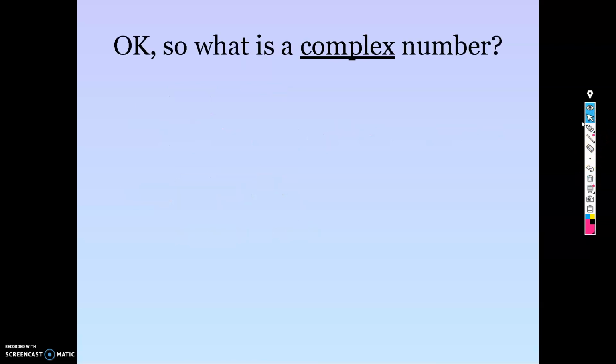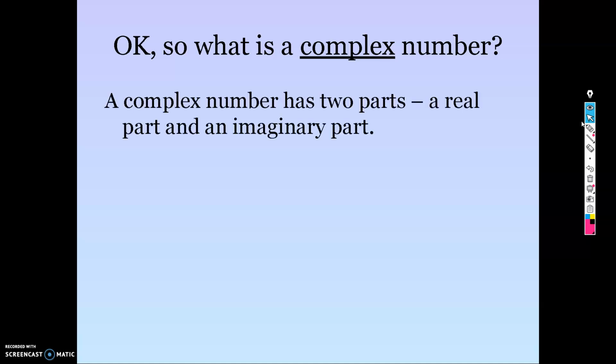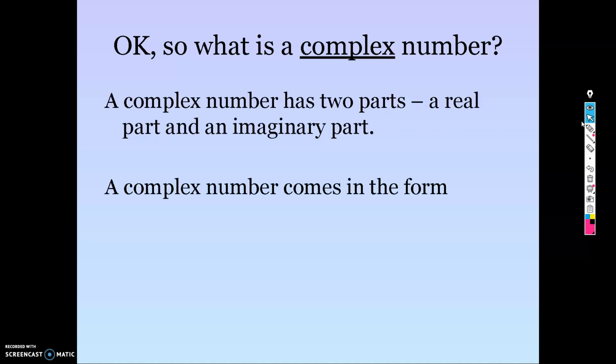So what is a complex number? We just saw two imaginary numbers, but what is a complex number? A complex number has two parts, a real part and an imaginary part. A complex number comes in the form a plus bi, where a is what we call the real part, and think all real numbers: 0, 1, 2, 3, 4, 5, 6, square root of 5, all the real numbers. And then bi is the imaginary part, where b is a real number attached to the i. So complex numbers come in the form a plus bi.